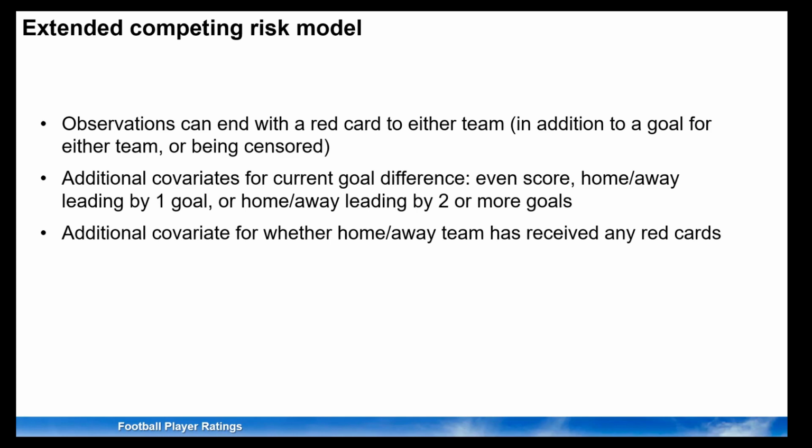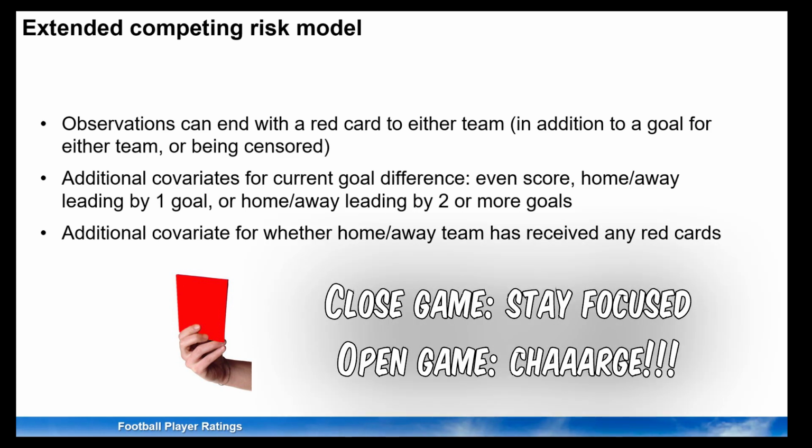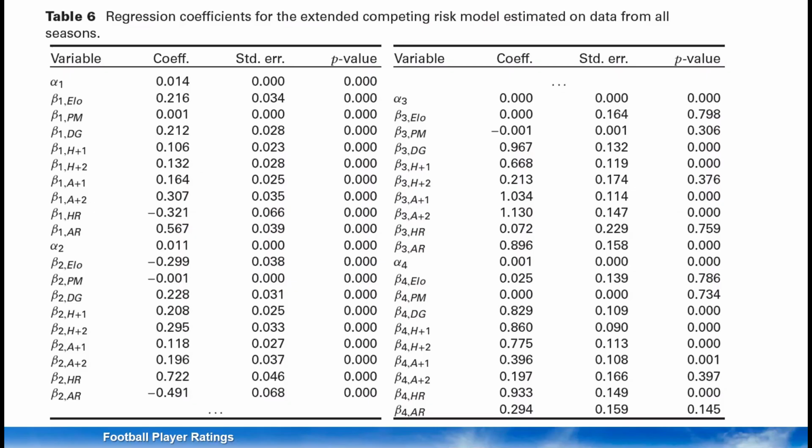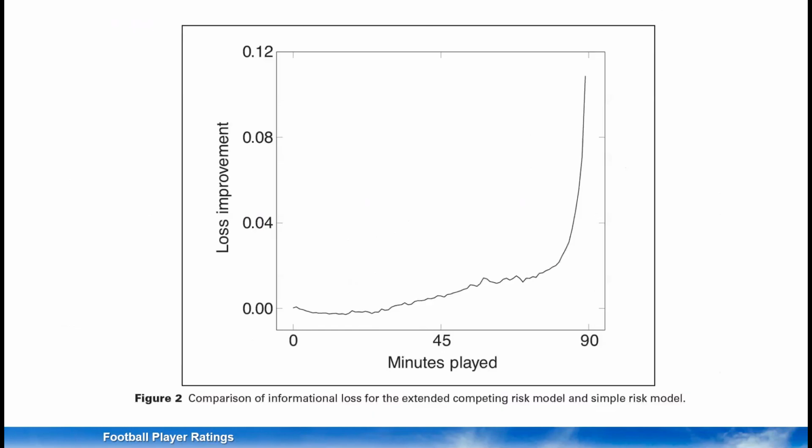Regarding extensions, we considered also predicting red cards to either team, and not just goals, and the fact that scoring rates may change depending on the current goal difference. This new model contains a lot more coefficients that must be estimated. Not all of these are statistically significant, but could their overall effect nevertheless lead to improved predictions? The answer is yes and no.